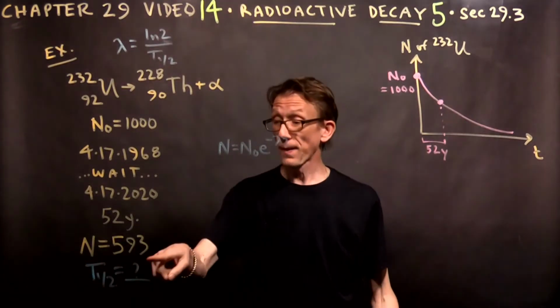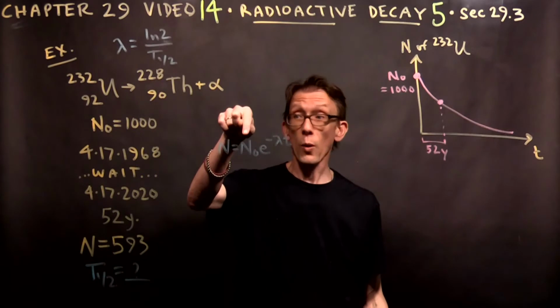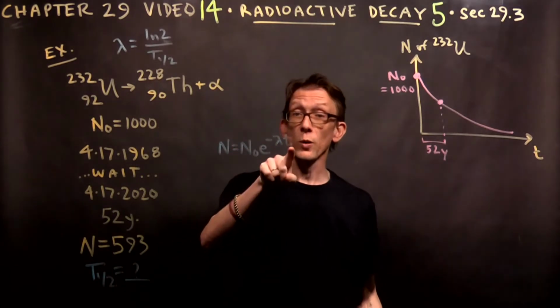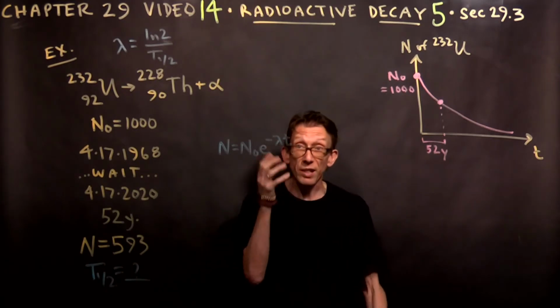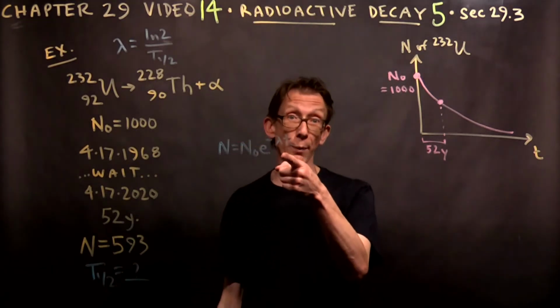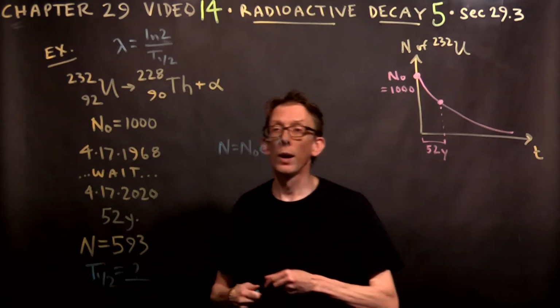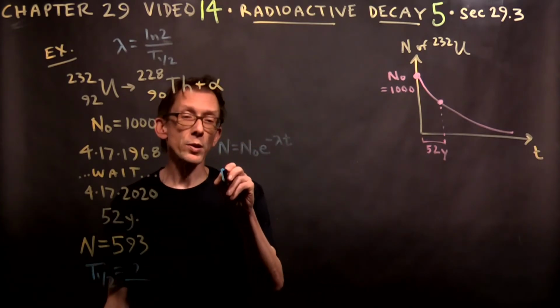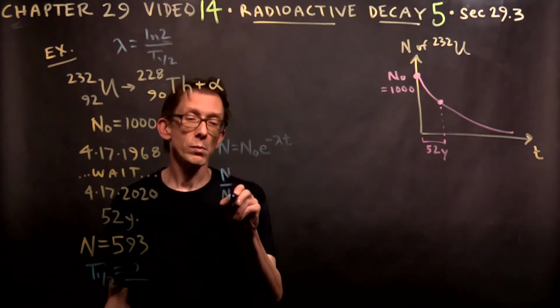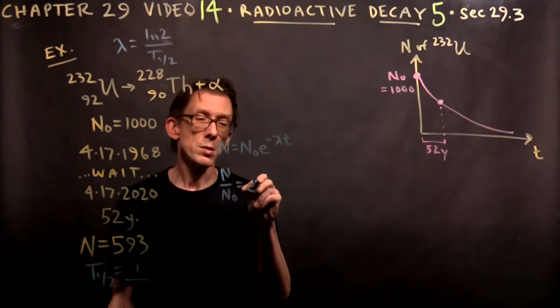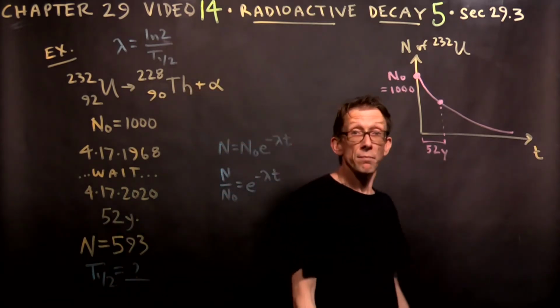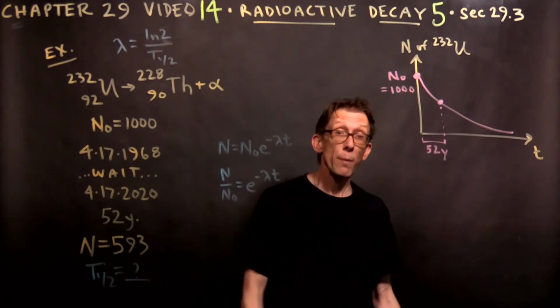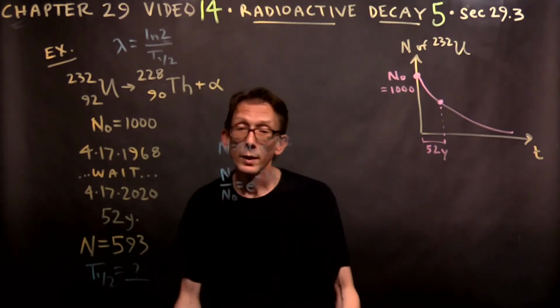We know N naught is 1,000, and we know t is 52 years. So let's see how this looks. We need to solve this for lambda. How do you do that? Well, first you divide both sides by N naught. Algebra-wise, you have to divide both sides by N naught.